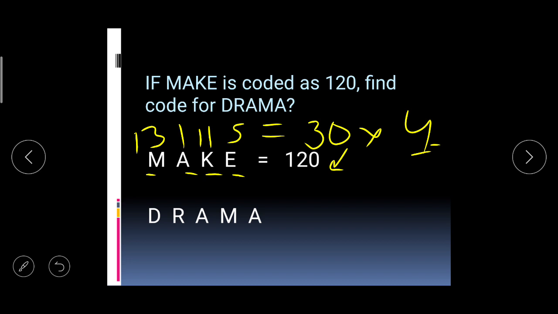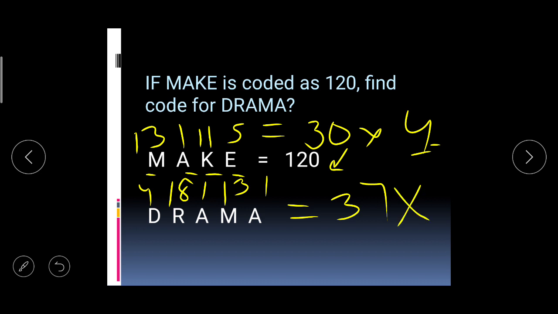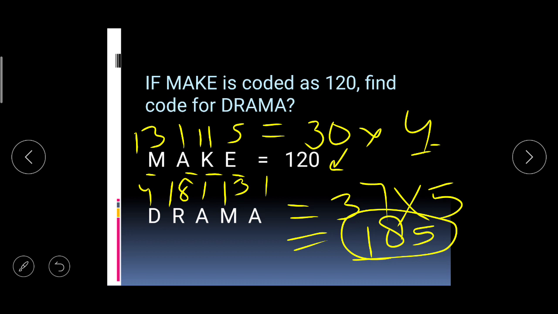So let's do the same thing with drama. This is 4, this is 18, this is 1, this is 13, and this is 1. Okay, let's add up. If we add the positions, this gives 37. Now what is the next process? We need to multiply it by which number? The number of letters in the word. How many letters? 1, 2, 3, 4, 5. There are 5 letters. So we just multiply it by 5. And we'll get 185. So my answer is 185. Okay. Let's move on.